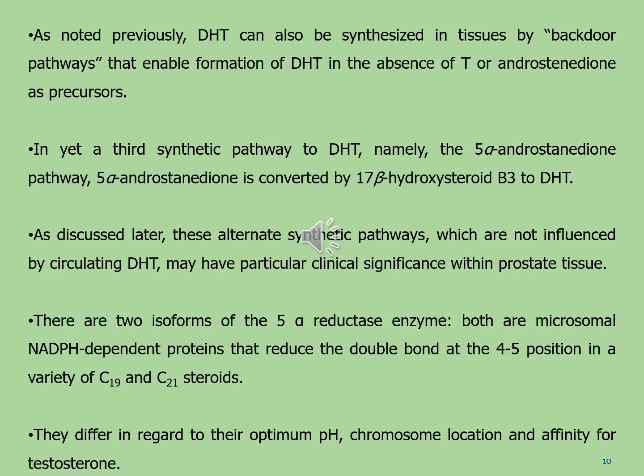In yet a third synthetic pathway to dihydrotestosterone, namely the 5-alpha androstenedione pathway, 5-alpha androstenedione is converted by 17-beta hydroxysteroid dehydrogenase B3 to DHT. As discussed later, these alternate synthetic pathways, which are not influenced by circulating dihydrotestosterone, may have particular clinical significance within prostate tissues. There are two isoforms of the 5-alpha reductase enzyme.